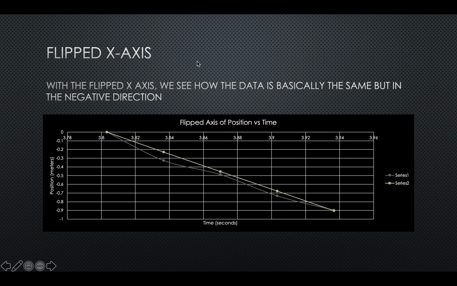With the flipped x-axis, I just changed the signs of the slope to be negative. The only thing that really changed was that the object would be traveling to the left rather than the right. So the points are basically the same, just in the negative direction, meaning that it would be going to the left.